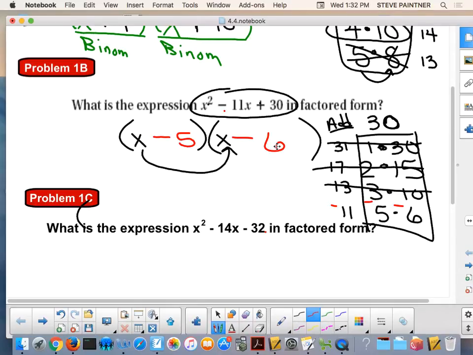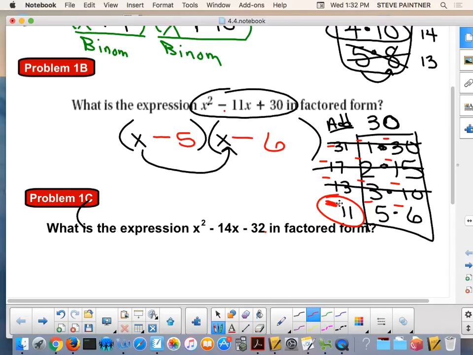Okay. Good? So guys, when I wrote those factors, you know what I should have done? I should have made every one of them negative, negative. Then this would have been negative 31, negative 17, negative 13, and negative 11. And I would have found it right away. Okay?